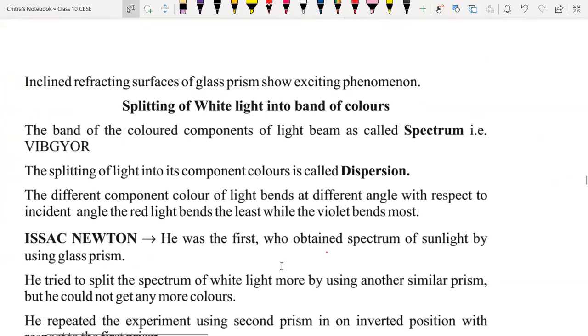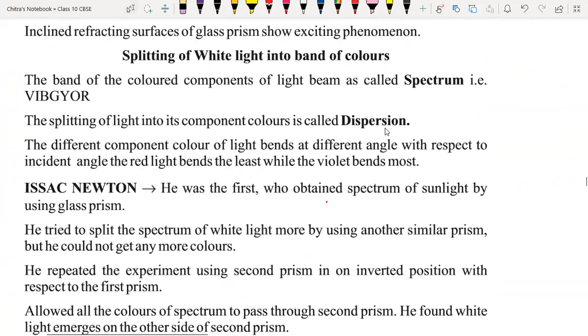So the inclined refracting surface of the glass prism shows the exciting phenomenon called dispersion of light. Now we are going to understand the splitting of white light into a band of colors. The band of colored components of the light beam is called a spectrum. The band of all the 7 colors, VIBGYOR together, is nothing but the spectrum.